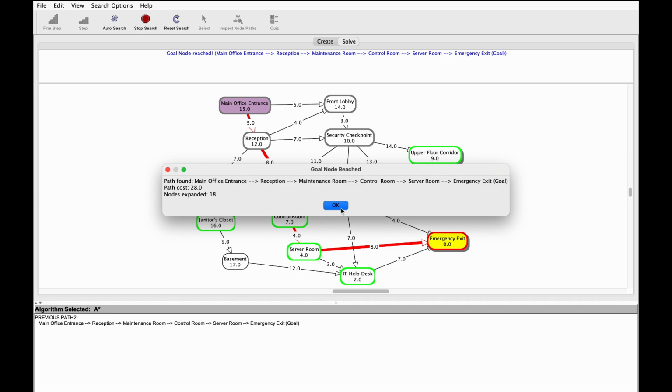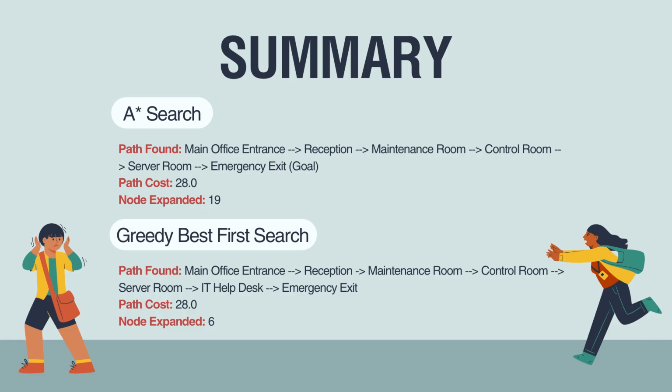In conclusion, after running A-star search, the algorithm successfully found the shortest path from the main office entrance to the emergency exit. The path is main office entrance, to reception, to maintenance room, to control room, to survey room, and emergency exit. This path had a total cost of 28 units and required 18 nodes to be expanded.